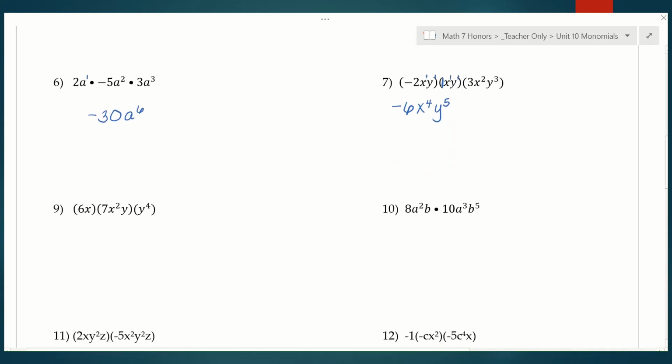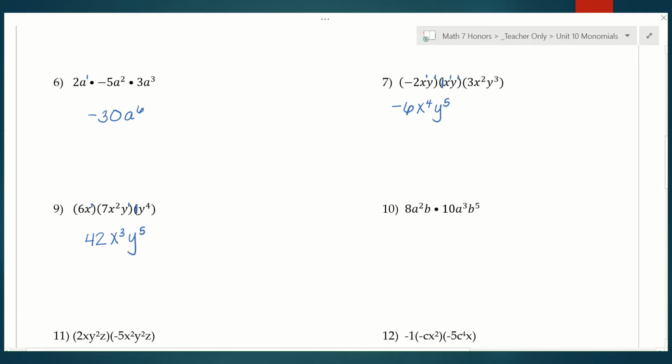Okay, so for number 9, let's see here. We have coefficients of 6, 7, and 1. So if I multiply those all together, I get 42. Now we're going to multiply our x's together. So I have an x to the first times an x to the second. Now it doesn't matter that there's no x on our last monomial, we just don't multiply any x's there. So x to the first times x to the second is x to the third. And then let's take care of our y's. So y to the first times y to the fourth is y to the fifth.